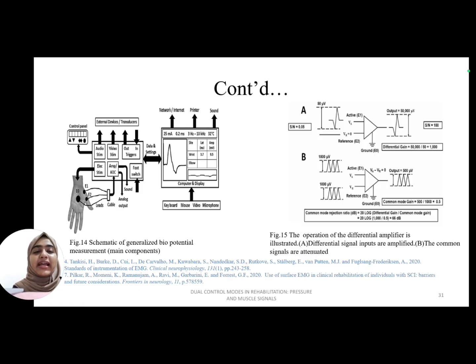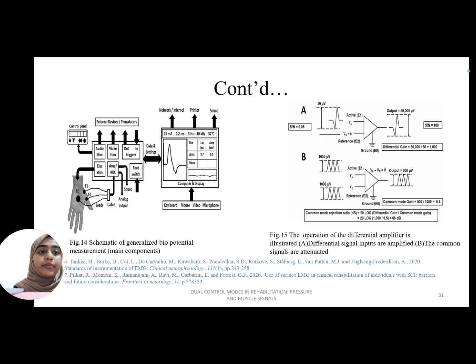So from there the data goes to the settings where we have a computer and display, and for that we have keyboard, mouse, and video and microphone for giving the input to the computer and display. And we also have network and internet provisions, and we also have printer facilities and sound facilities for taking the sounds of certain muscle biosignals.